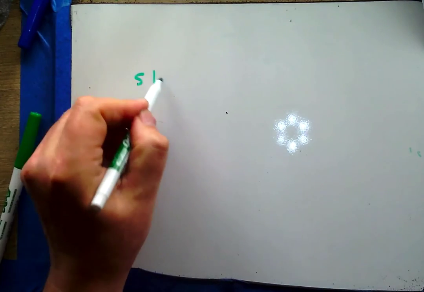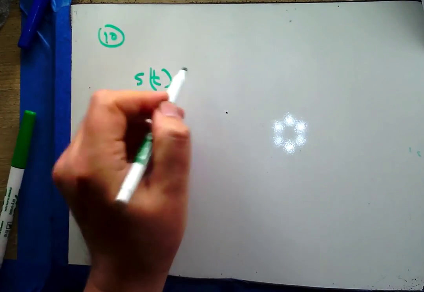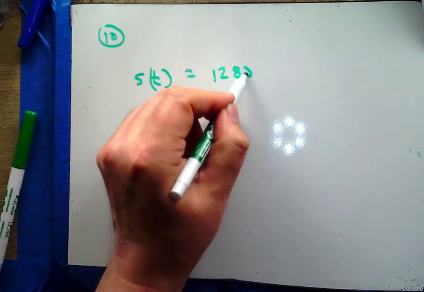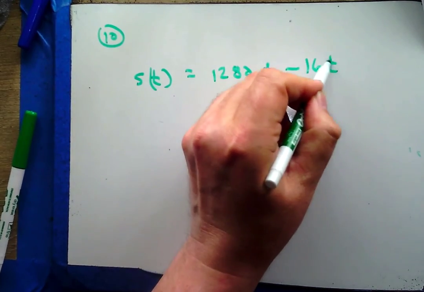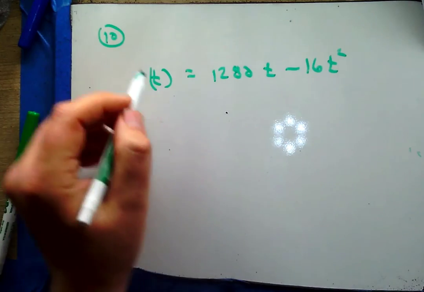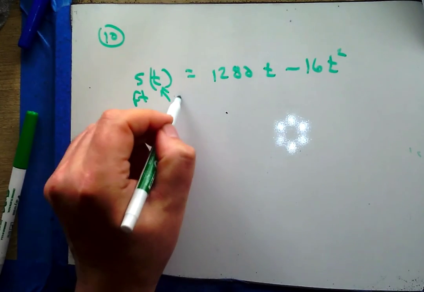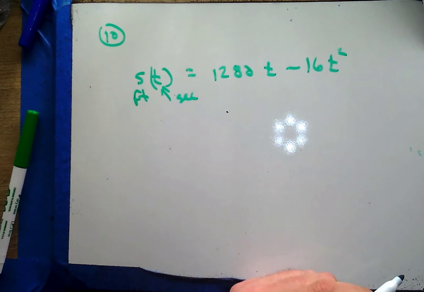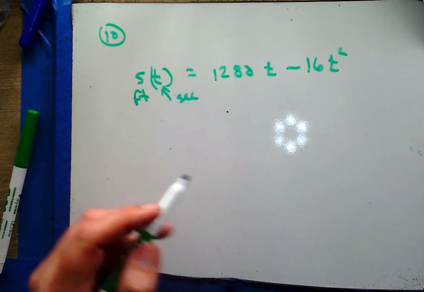All right, there's 9. 10. When fired, an anti-aircraft shell reaches its maximum height as given by S of t equals 1280t minus 16t squared. Time is in seconds, and height is in feet. Okay, so these are feet, and these are seconds. All right, at what time does the shell explode? Does the shell go straight up to its maximum height and explode?